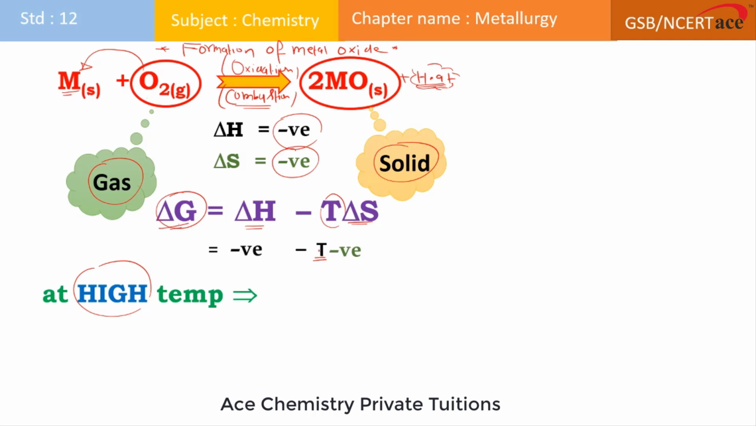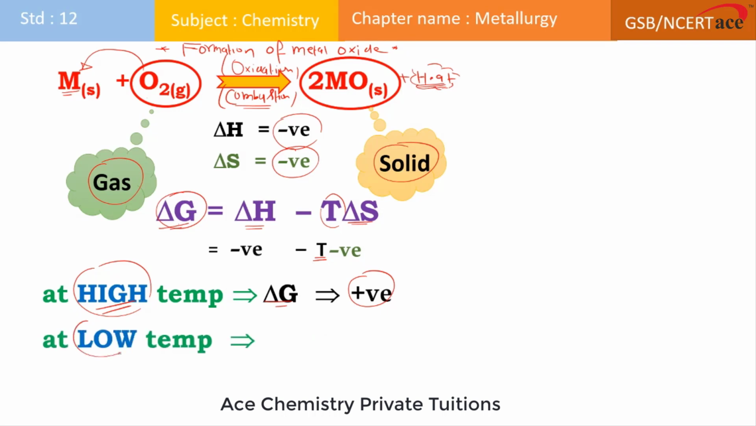The value of the temperature will increase, so it will change the value of the T delta S term. So delta G at high temperature in this case will become positive, and if delta G becomes positive, then the reaction will become non-spontaneous. But at low temperature, the delta G value is negative. So in order to form metal oxide from metal, the delta G value should be negative, and for that the temperature should be low. So we can say that formation of metal oxide is favored at low temperature.